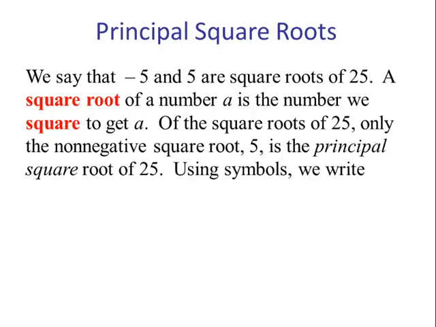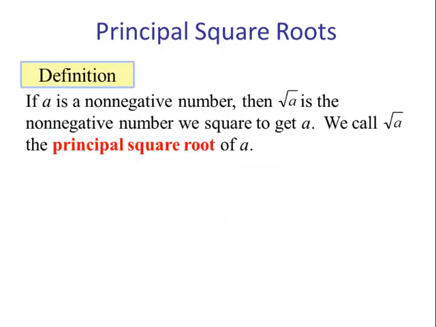In symbols, we write this symbol, which is read square root. So this is the square root of 25, and that equals 5. Definition: if a is a non-negative number, then the square root of a is the non-negative number we square to get a. We call square root of a the principal square root of a.